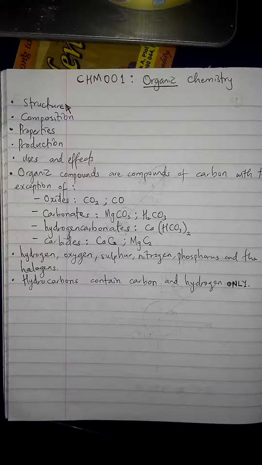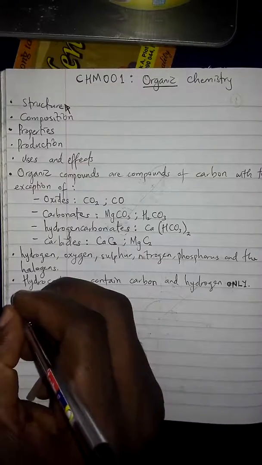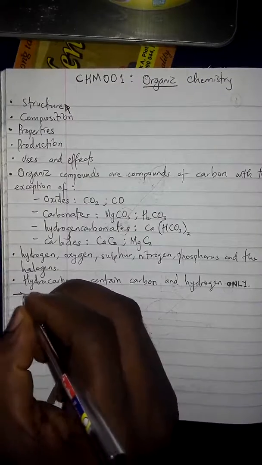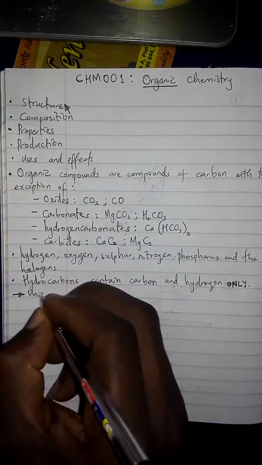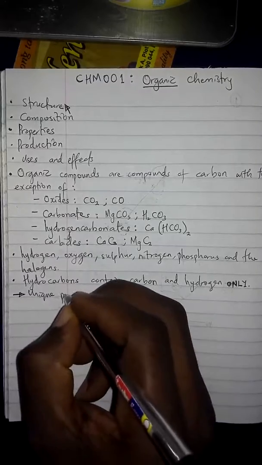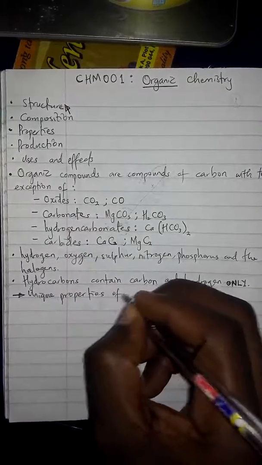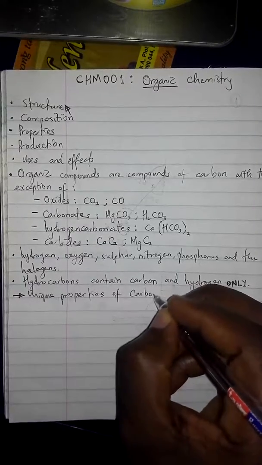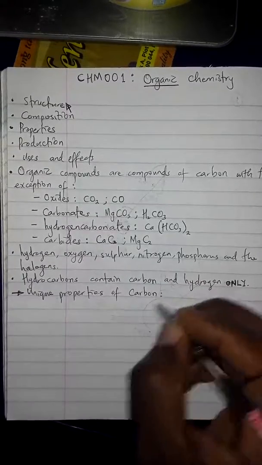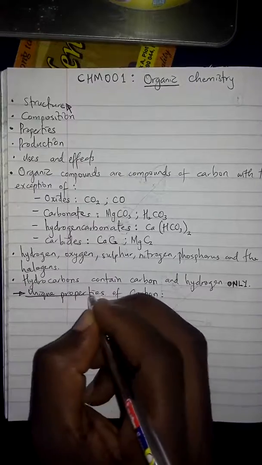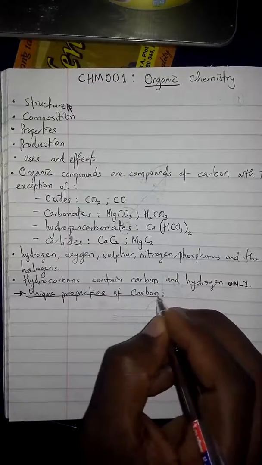They are called the unique properties. For the purpose of this class, we will call them the unique properties of carbon. We look at them one after the other.